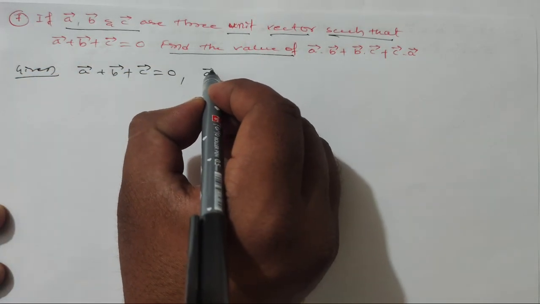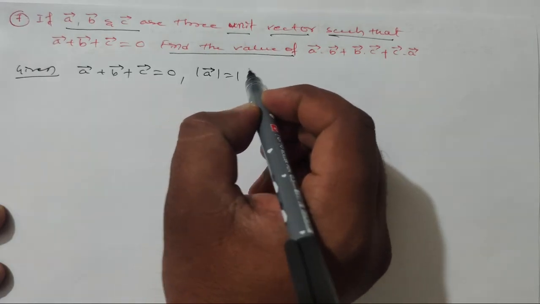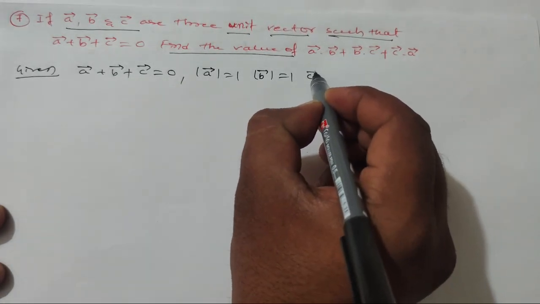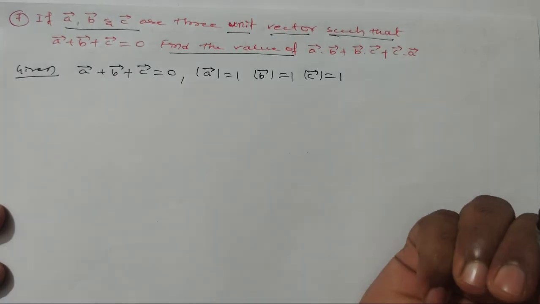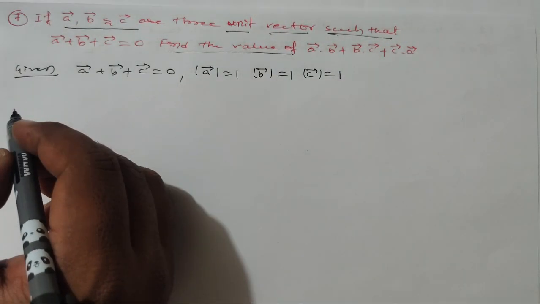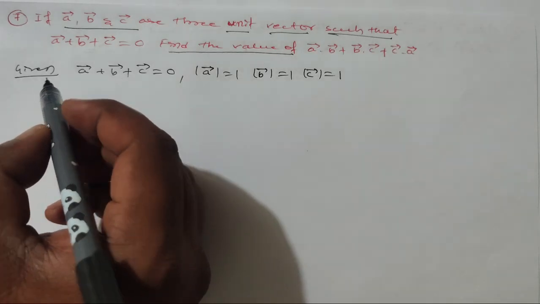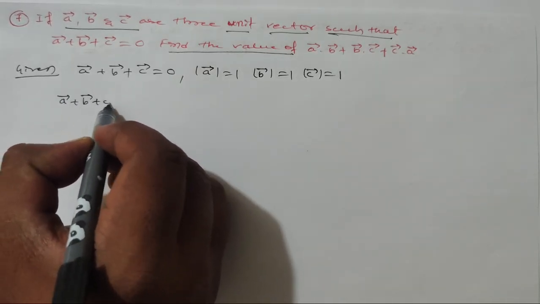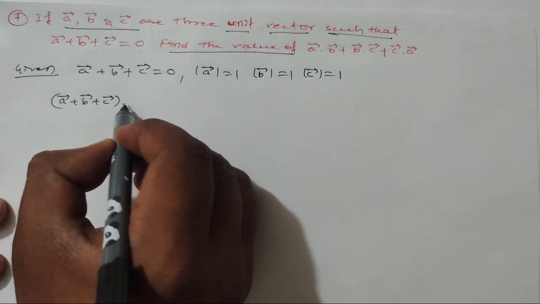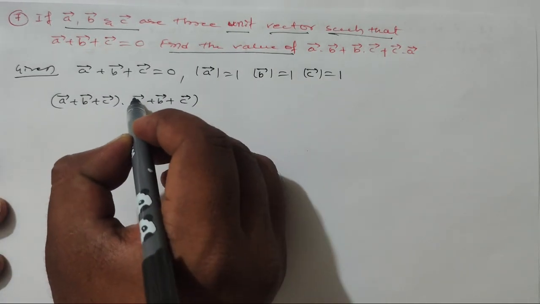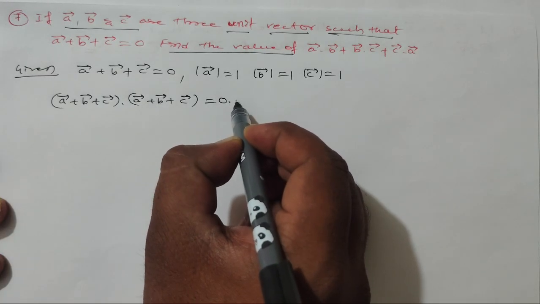Unit vector means that magnitude is what? 1. Magnitude of a vector is 1. Magnitude of b vector is 1. Magnitude of c vector is equal to 1. Right. So next, it is the same as the last one we solved, the similar method. Okay? Right. a vector plus b vector plus c vector dot a vector plus b vector plus c vector is equal to 0 dot 0, 0 into 0.